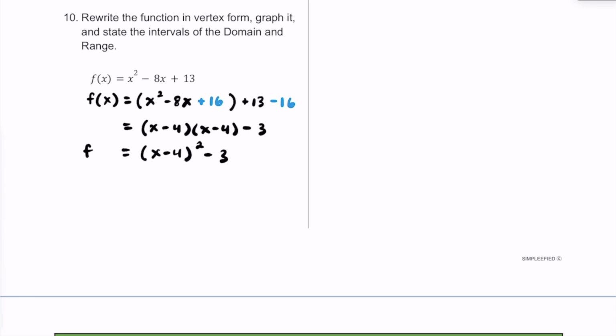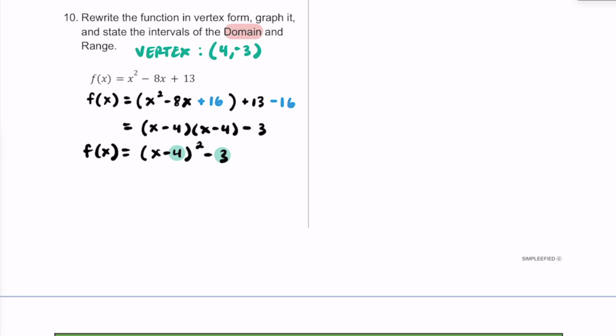So this right here is our function in vertex form, so we can see what the vertex is going to be. So the vertex, again, is kind of being told to us by these values, the h and the k. So the vertex, I'm just going to write it down since it's helpful to know when we're doing the intervals. The vertex is going to be at (4, -3). Okay, that's going to be the vertex here.